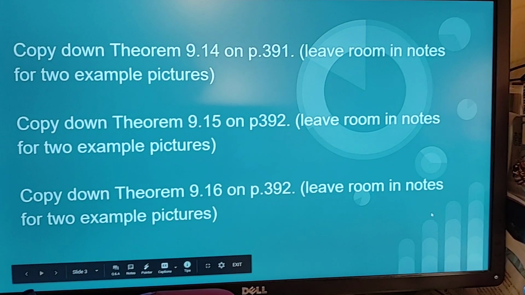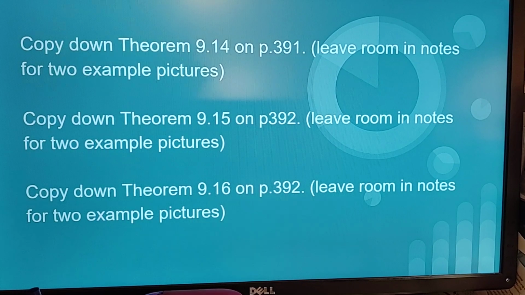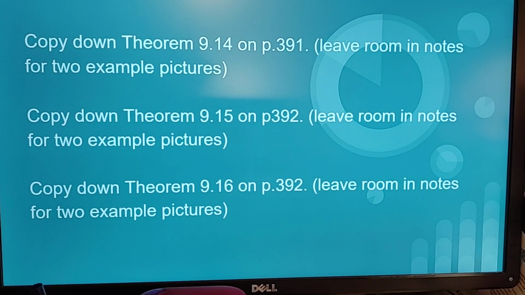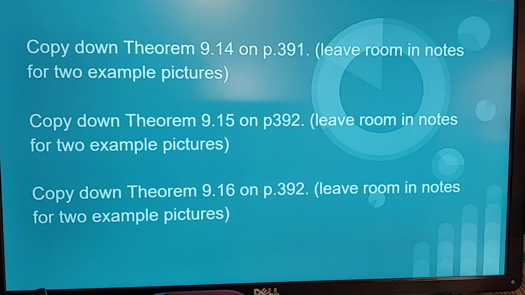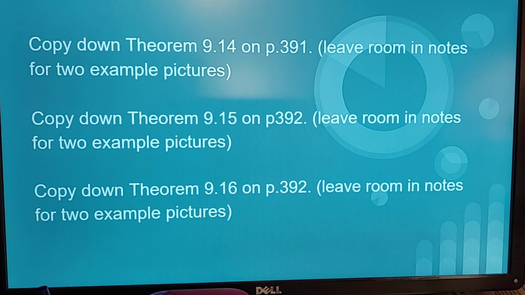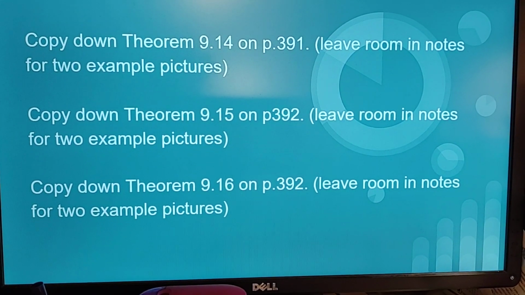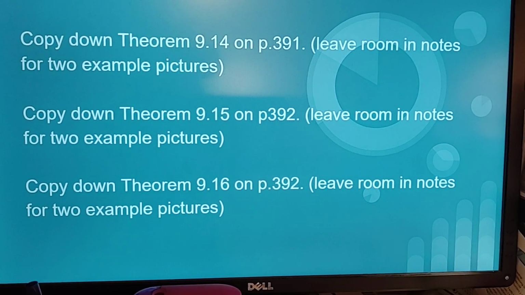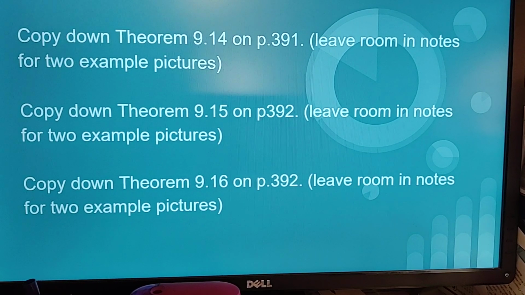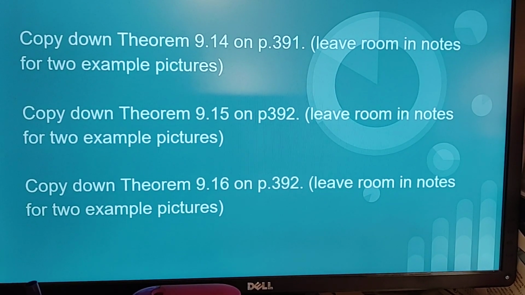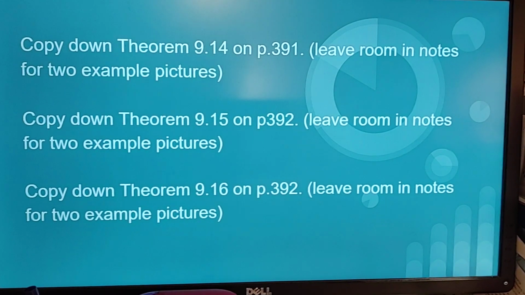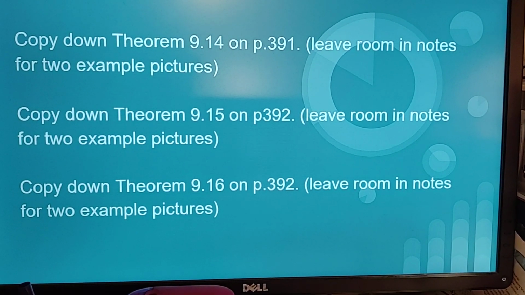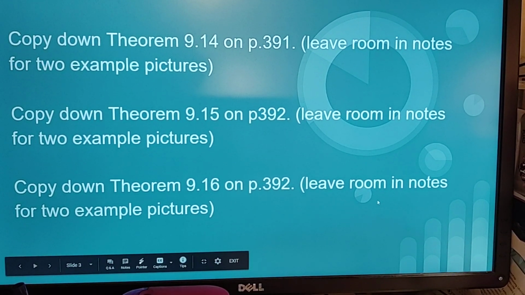You have some more notes to copy out of your book. You're going to copy down Theorem 9.14 on page 391. Again, leave room in your notes for us to do 2 example pictures. So we'll draw the circles out and write some things next to them. Then copy down Theorem 9.15 on page 392. Leave space again for yourself. And then copy down Theorem 9.16 on page 392. And again, leave that same space for yourself when we head over to our whiteboards. Please pause if you need more time.